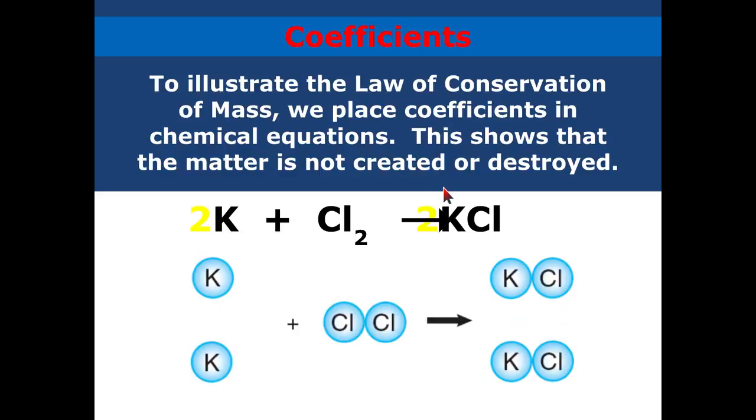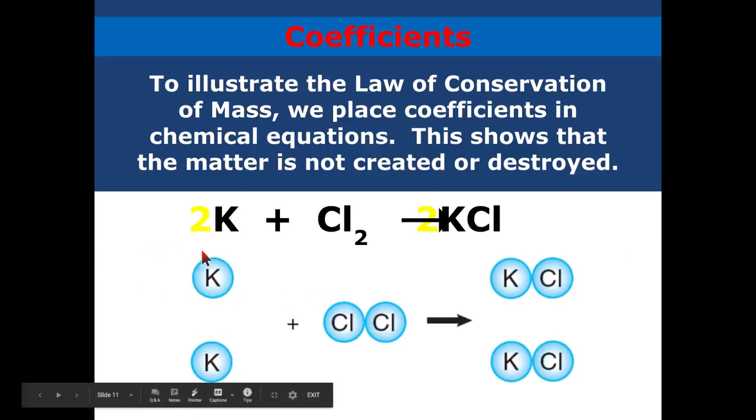So they're putting coefficients here in the chemical equation. It really doesn't matter because all you're doing is times, if you take these 4 here and times it by, well, you're going to times the K by 2.